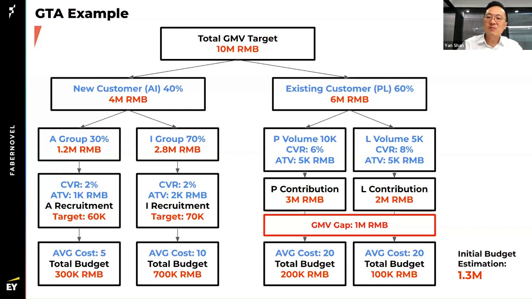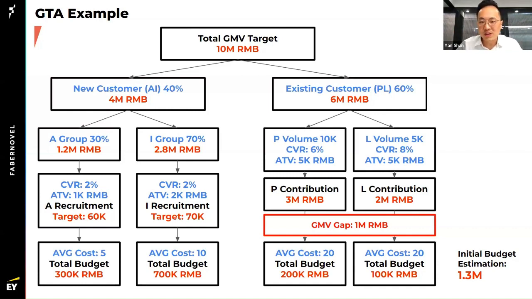Then if you look at the new customers and existing customers, these are the two different strategies. Let's say we have a budget that's actually more than 1.3 million, then that's good. We can use the extra budget to either allocate to the left-hand side, to the new customers, to recruit more people and increase from, let's say, 4 million RMB to 5 million, then we can reach the total GMV target. Or we can use the money on the right-hand side for the existing customers. But this will be a different strategy.